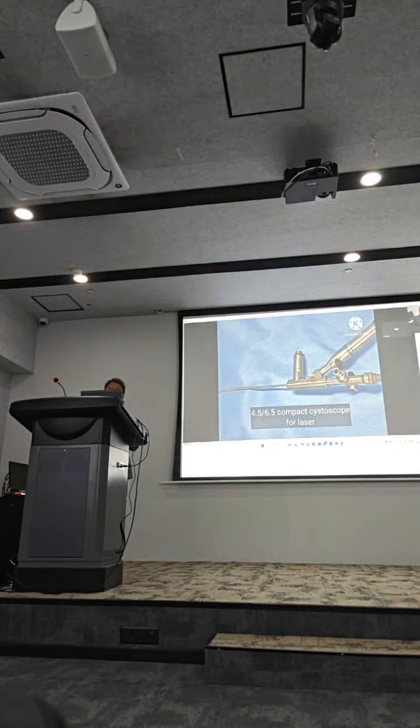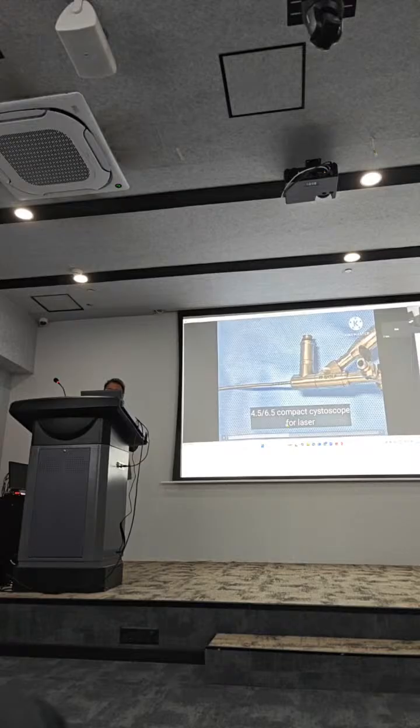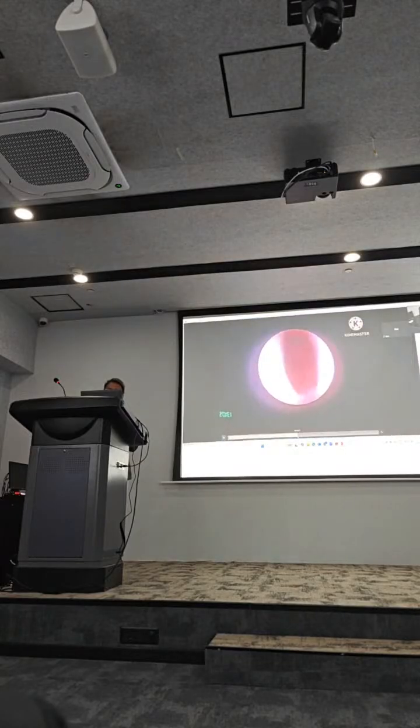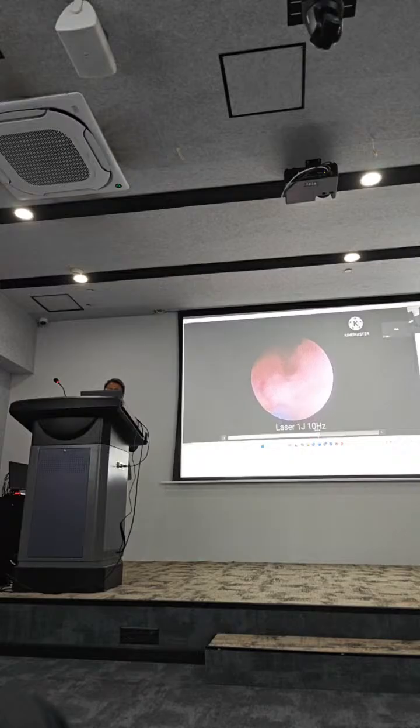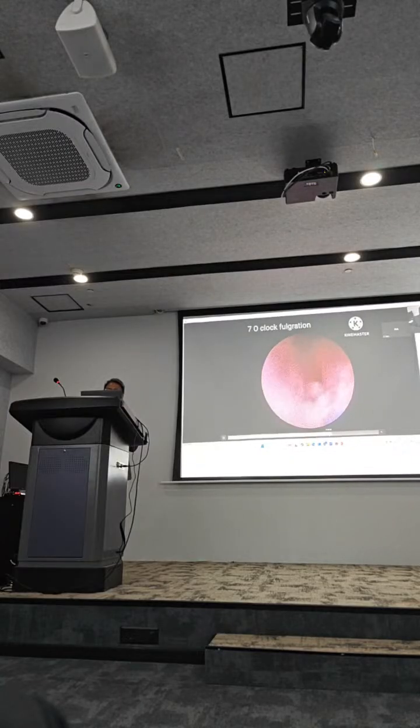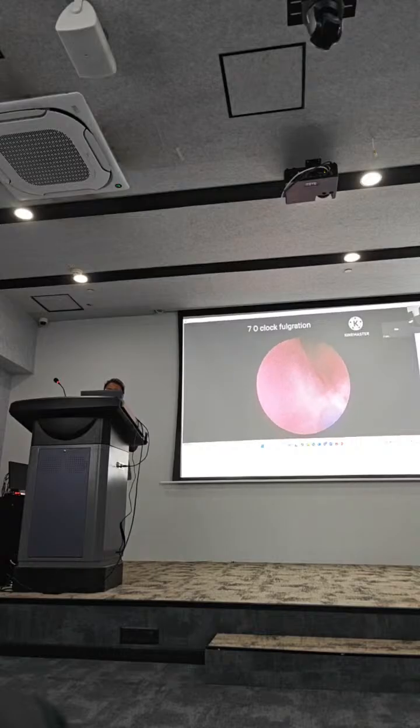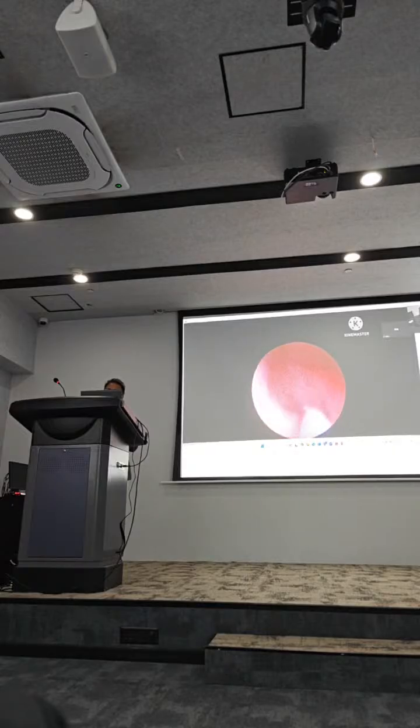So here the cystoscope we used was the smaller one, and then we used a laser. With the laser current, we could buzz the valve at multiple places and then ensure that the valve is cleared. So that's the laser fulguration of the valve, and then at 2-3 positions we buzz that, and once that is done, we clear the valves.